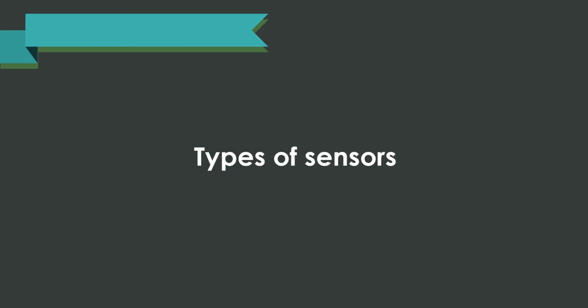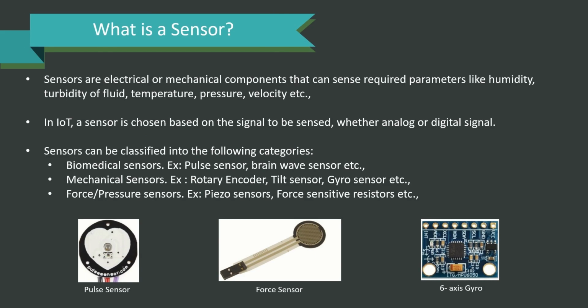Let's get into the types of sensors. What is a sensor? Sensors are electrical or mechanical components that can sense required parameters like humidity, turbidity of a fluid, temperature, pressure, velocity, etc. To make it very precise, your body has got numerous sensors. When somebody touches you, you sense it. That is it. Sensor is all about sensing. In IoT, a sensor is chosen based on the signal to be sensed, whether it is analog or digital.